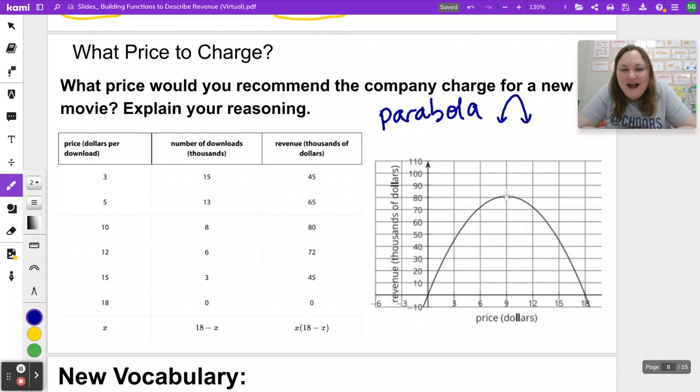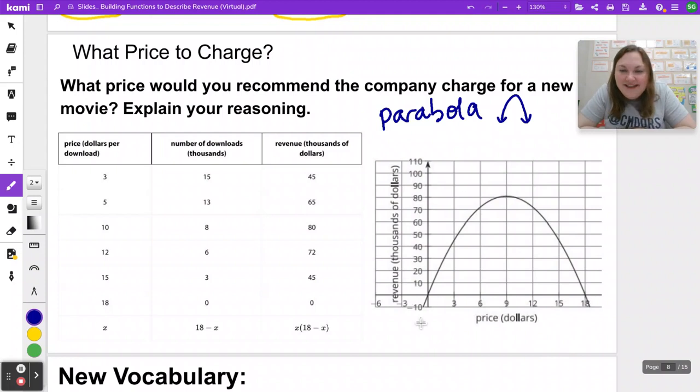Looking at this graph, it tells us a lot more information than this table does. I can see the predicted revenue for any price. So for example, the first price I had in our table is $3, but I can see stuff before 3. I could see what they would predict to make around $1 per movie, $2 per movie. I can see $6, $9, $12, $15, $18. I can see all of those different points.